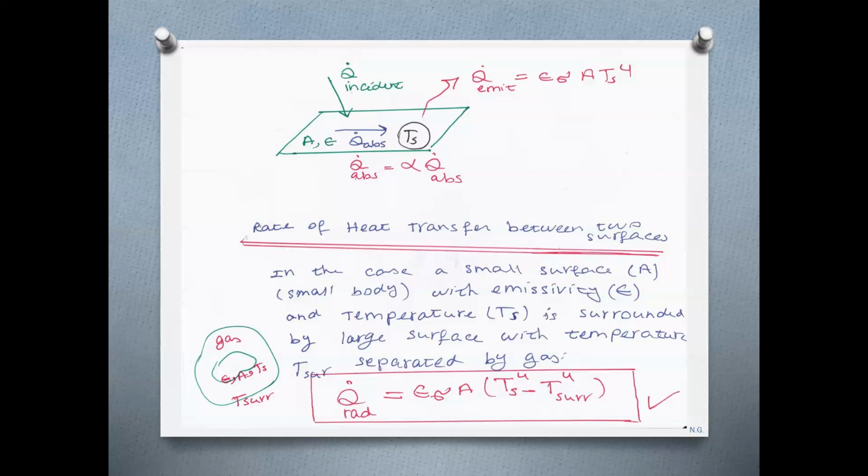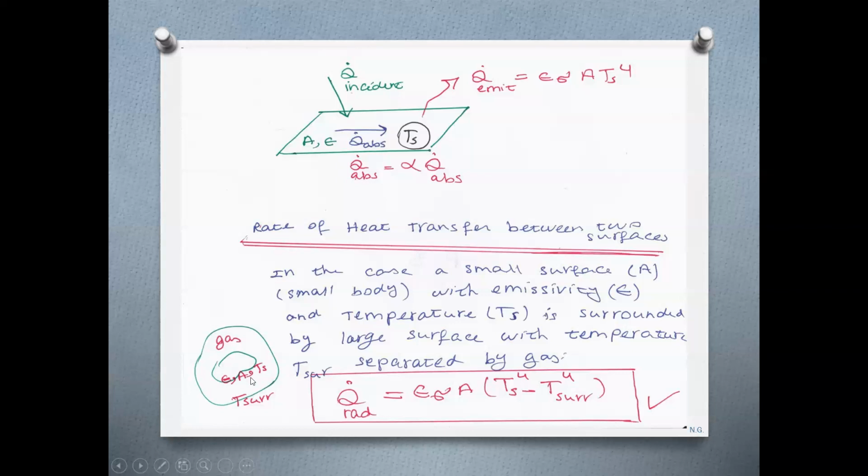So that's that. And by the way, if you consider a small surface, a body with a small surface, like you and me in the world, and the surface area of the body is A, and the surface temperature is Ts, and the emissivity of the surface is epsilon, okay? And it is surrounded by a large surface, like the atmosphere. And then they are separated by gas, right?